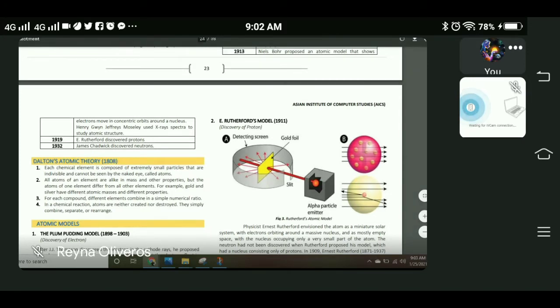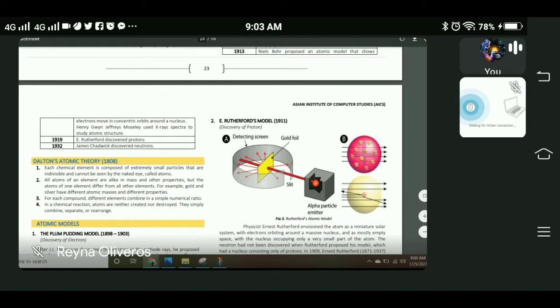So, the first one we will study is Dalton's atomic model in 1808. Number one, according to his atomic model, each chemical element is composed of extremely small particles that are indivisible. When we say indivisible, it means uncuttable and cannot be seen by the naked eye. And that is what we call atoms.